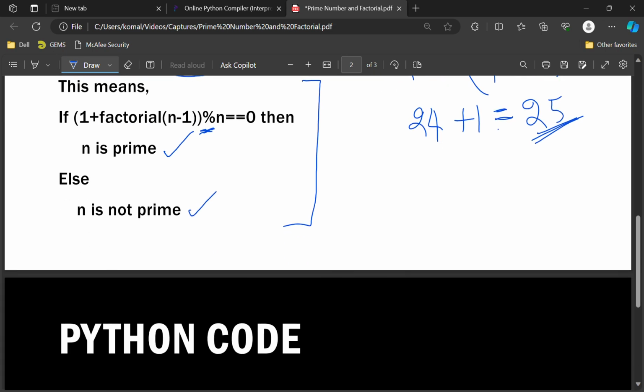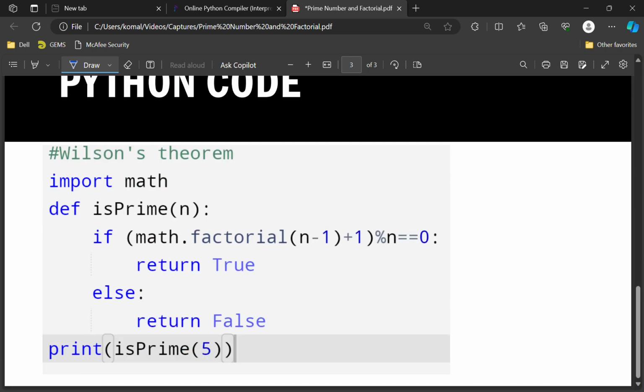I already wrote Python code for this. So Wilson's theorem states that if factorial of n minus 1 plus 1 is exactly divisible by n, then return true, otherwise false. Let us have a look at this one. We all know that in the math module, there is one function by name factorial. We need not write code for this factorial in Python. This is readily available in the math module. Let us use that one.